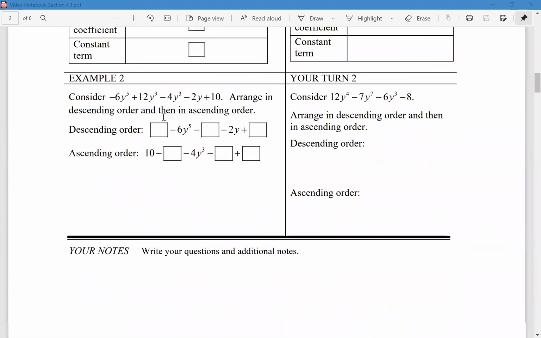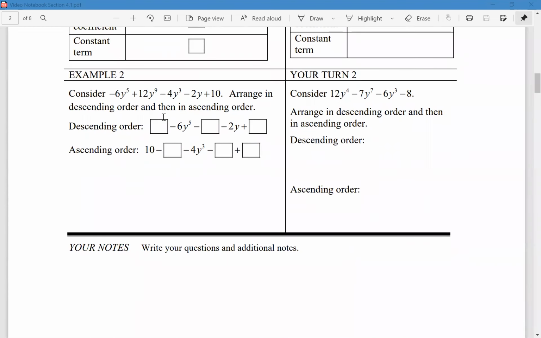Okay, the next ones are all about descending and ascending order, arranging the terms from highest to lowest or lowest to highest exponent, or degree, sorry. So for descending order, here's our first example. Negative 6y to the 5th plus 12y to the 9th minus 4y to the 3rd minus 2y plus 10. Okay, so the highest degree is this 12y to the 9th, so that goes first. Then the minus 6y to the 5th. Then the minus 4y to the 3rd. Then the minus 2y, and then finally the plus 10. That's descending order from highest degree to lowest.